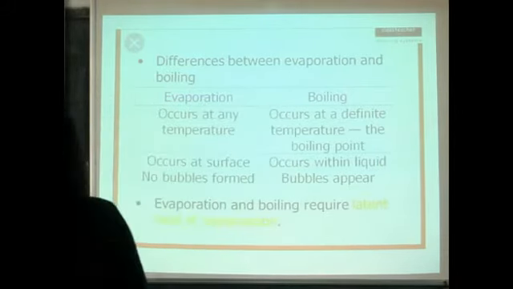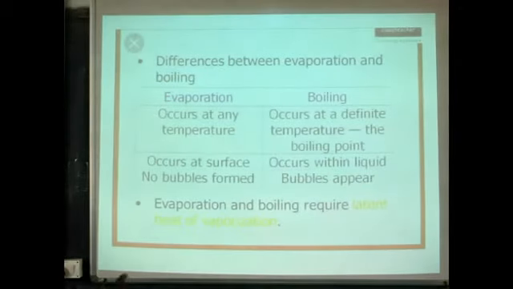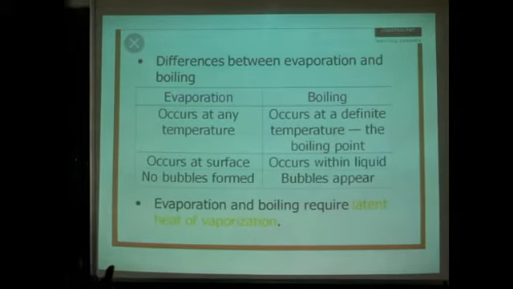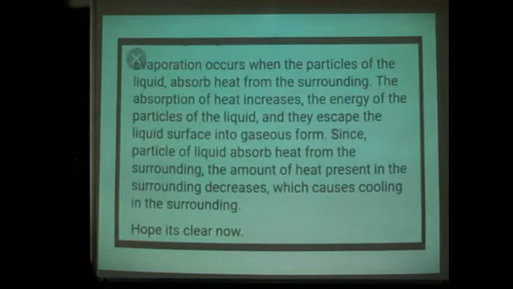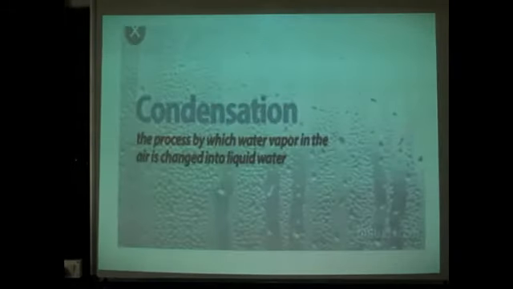So these are the differences between evaporation and boiling. Evaporation is a surface phenomenon. Boiling takes place throughout. Boiling is a fast process. Evaporation is a slow process. Evaporation takes place at all temperatures. Boiling takes place at a certain temperature, that is called your boiling point. Now, how does evaporation take place? We'll be discussing evaporation more in the next class.